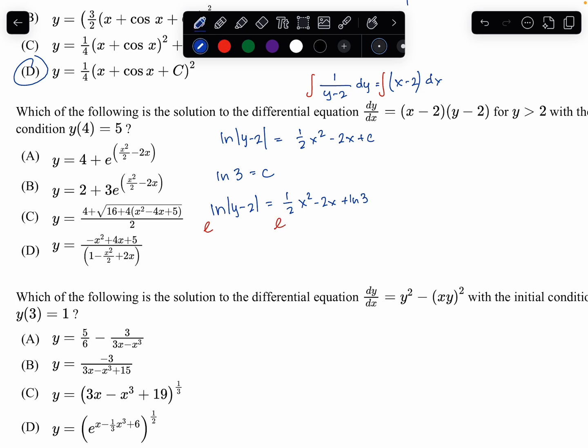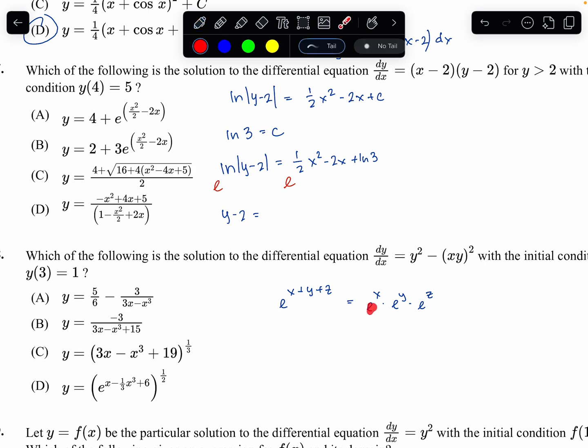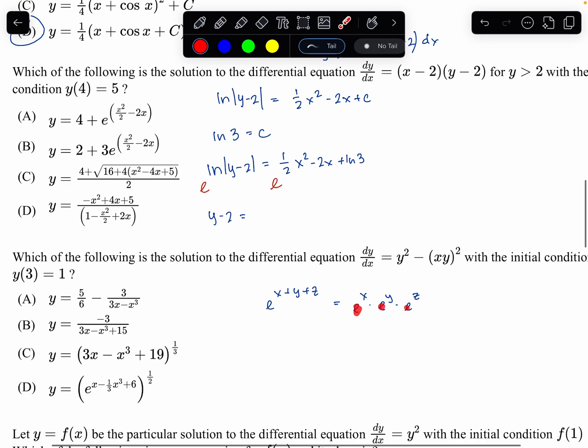So then when I do that, I'll get y minus 2 equal to. Now, this is all the exponent of e, and there's a property of exponents. If I have e to the x plus y plus z, this is equivalent to e to the x times e to the y times e to the z, because when powers have the same base and you're multiplying them, you can add the exponents. So you can use it in either way. I know you guys are familiar with that.